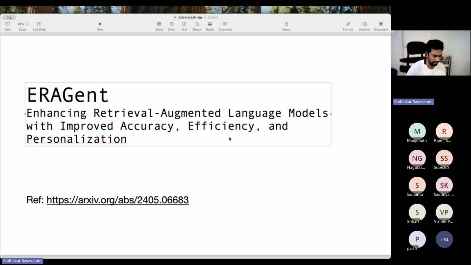Okay, so basically what ERAGent is saying is enhancing retrieval augmented language models with improved accuracy, efficiency, personalization, a lot of words. But don't worry, I'll try to break it down and give a bird's eye view of where this whole advanced RAG is going. And the last one, the GraphRAG, is very interesting. So maybe I'll also get there and show how different researchers, different PhD researchers, are thinking from different angles to make this whole RAG approach efficient.